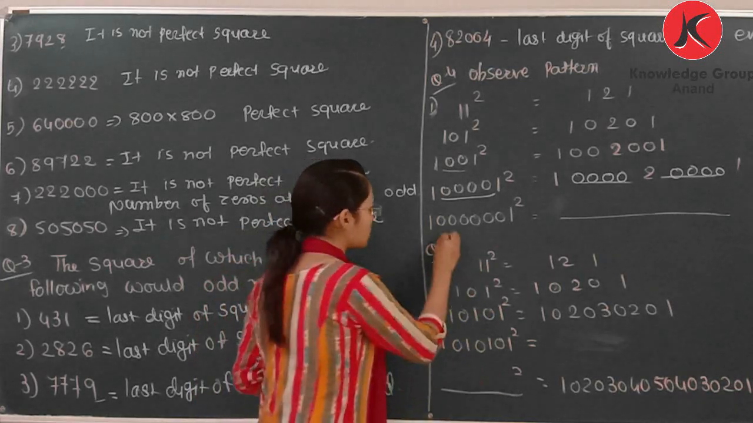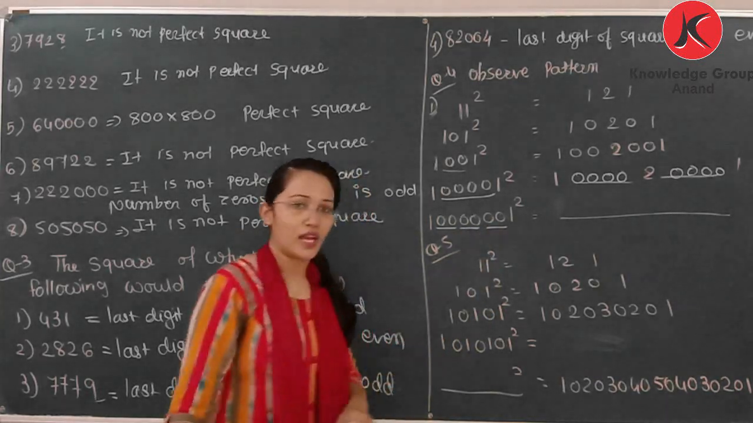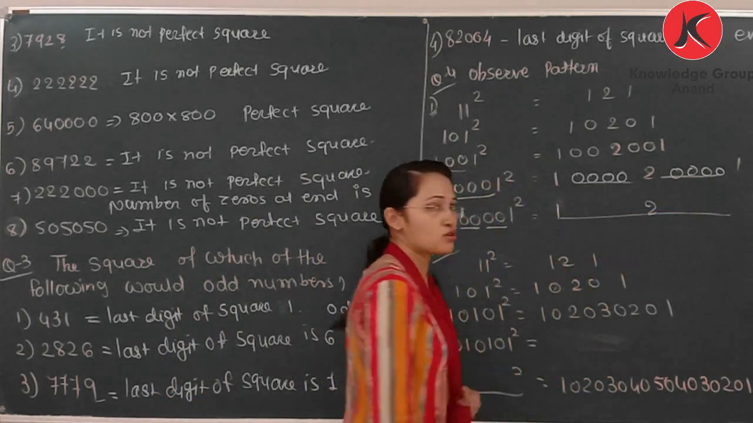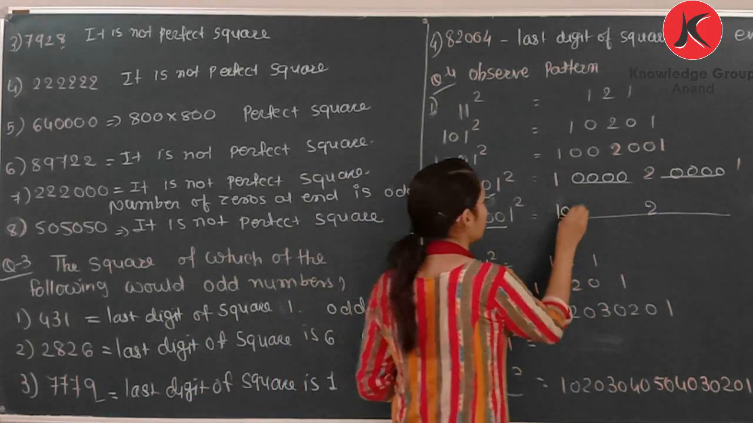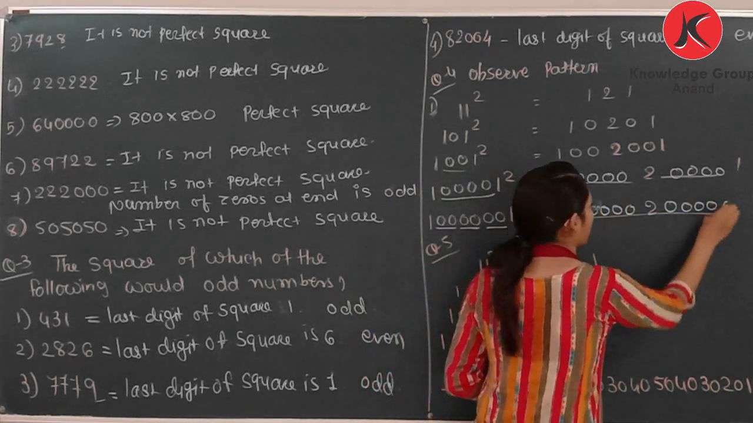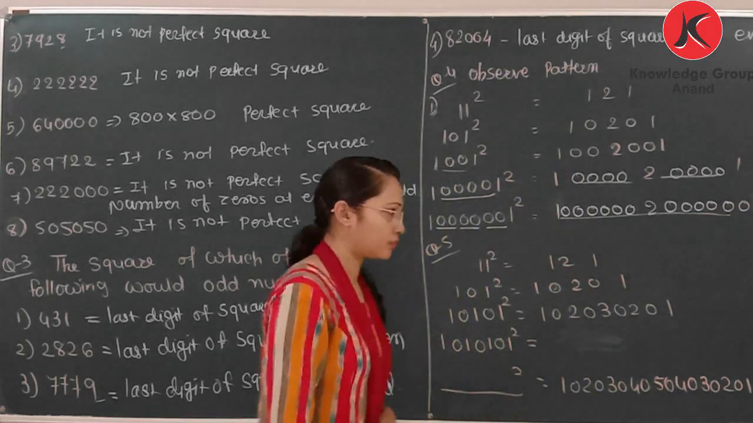Same for the next one. Count the number of zeros. There are 6 zeros, so you can write. And how many zeros you need to add? 6. So 1, 2, 3, 4, 5, 6. So this will be your answer.